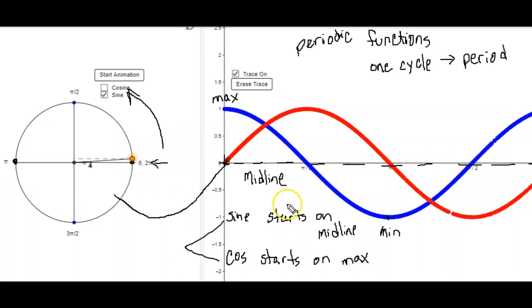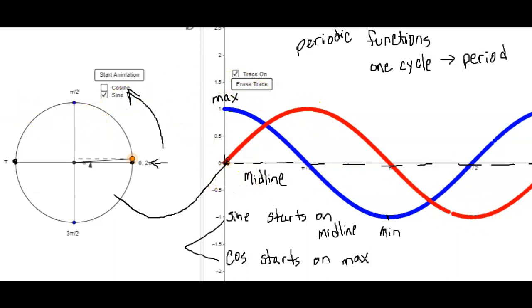Now, other important vocabulary words and things that we need to know when we are graphing sine and cosine. You want to know where the midline is because that's where you're bouncing around. The other thing you need to know is how much are you bouncing? How far up do I go? How far down do I go?